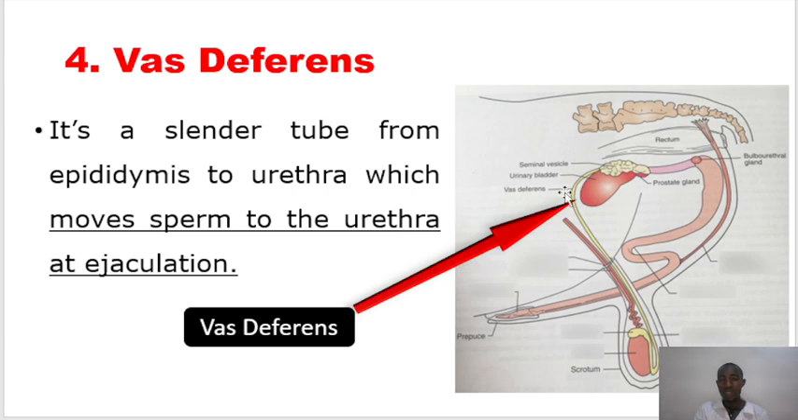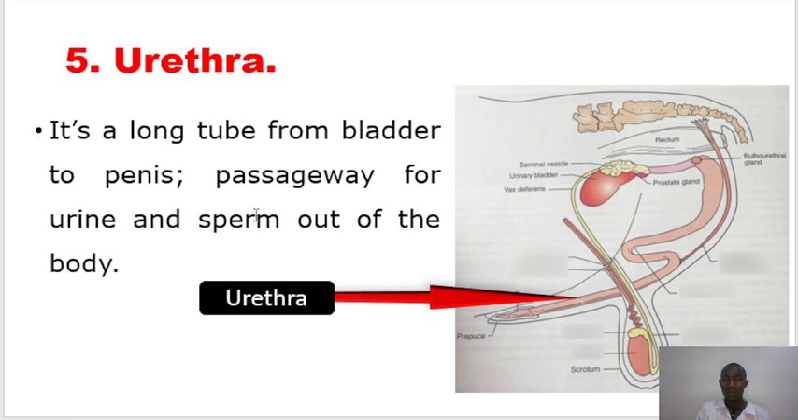We have the vas deferens, this is the yellow one, you see this tube, it's a long tube. It connects from the epididymis, it's long here. And this one helps in transport of the sperm cells from the epididymis to the urethra. This is how the vas deferens looks like. We have the urethra, and you see that the vas deferens is connected to the urethra. And this urethra helps in the transport of the sperm cells during ejaculation.